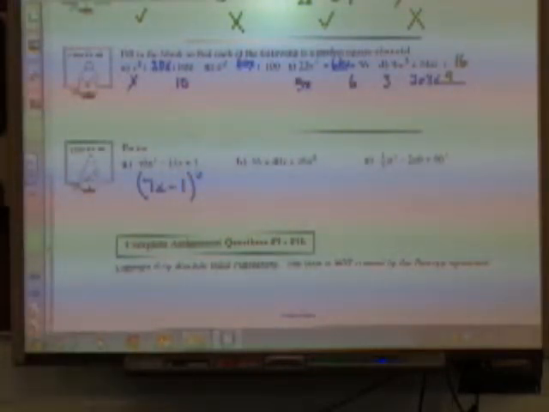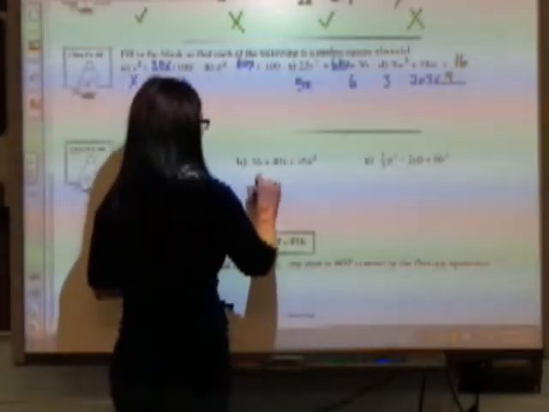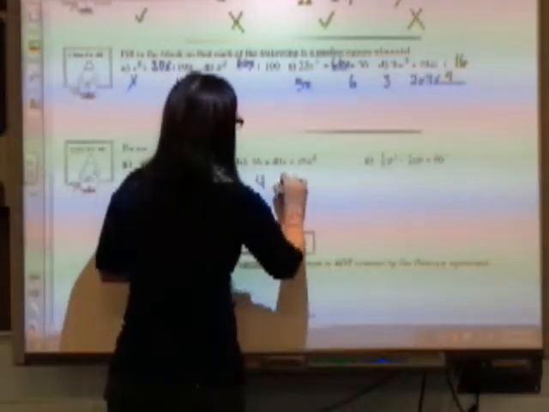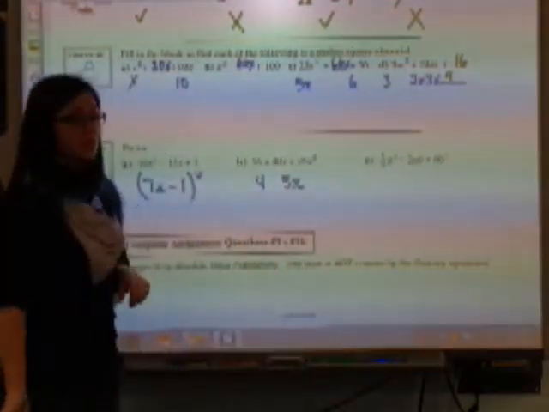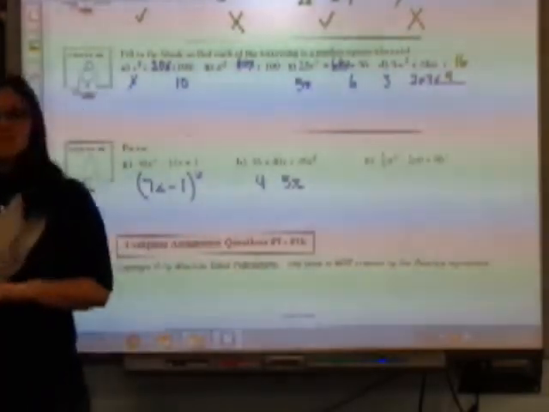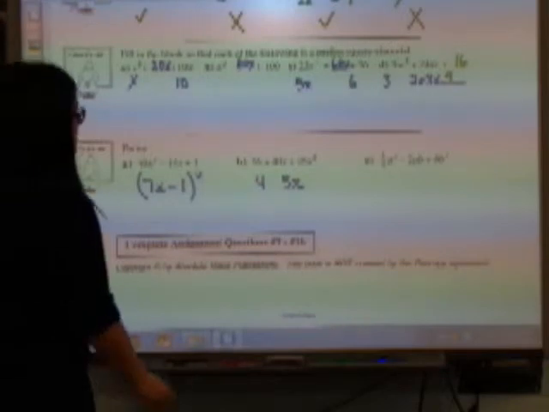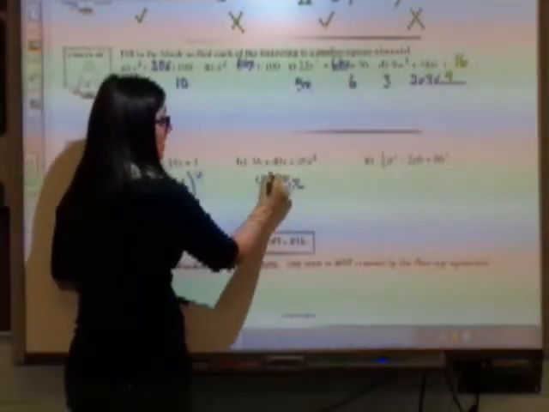So if I look at B, square root the first, and I get 4. Square root the last, and I get 5x. Multiply them together, I get 20. Double 20, and I do get my 40.